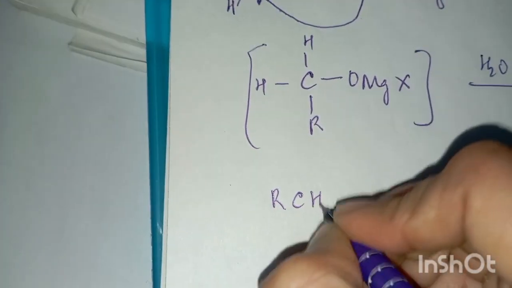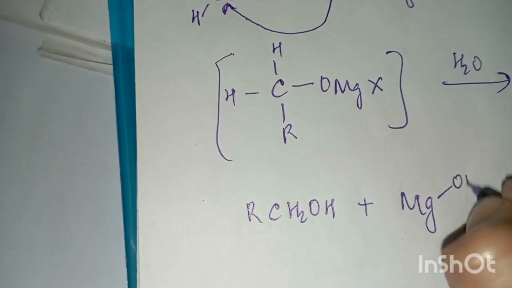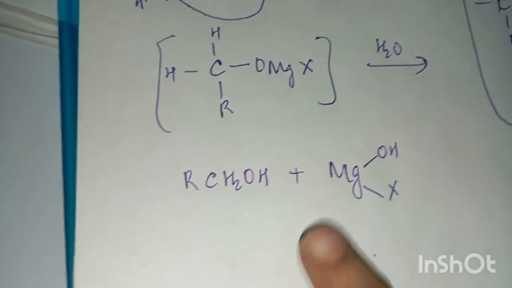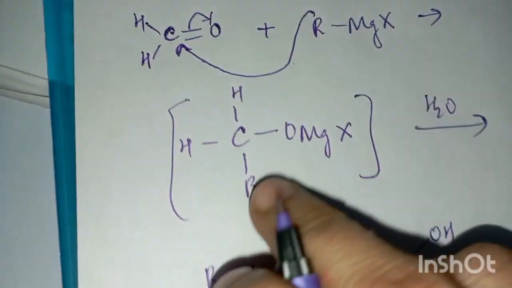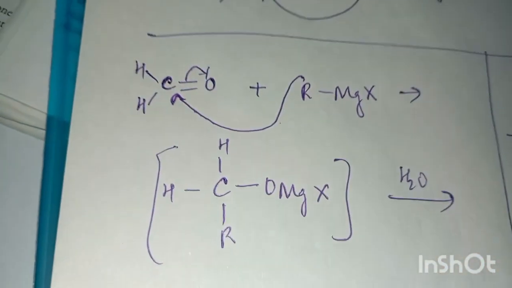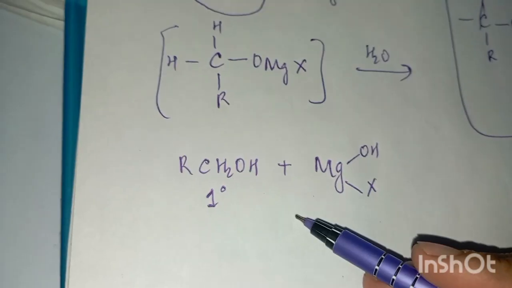Now which alcohol is being formed here? RCH2OH plus MgOHX. So primary alcohol is being formed here. When we are taking formaldehyde as the carbonyl compound, the product is primary alcohol.